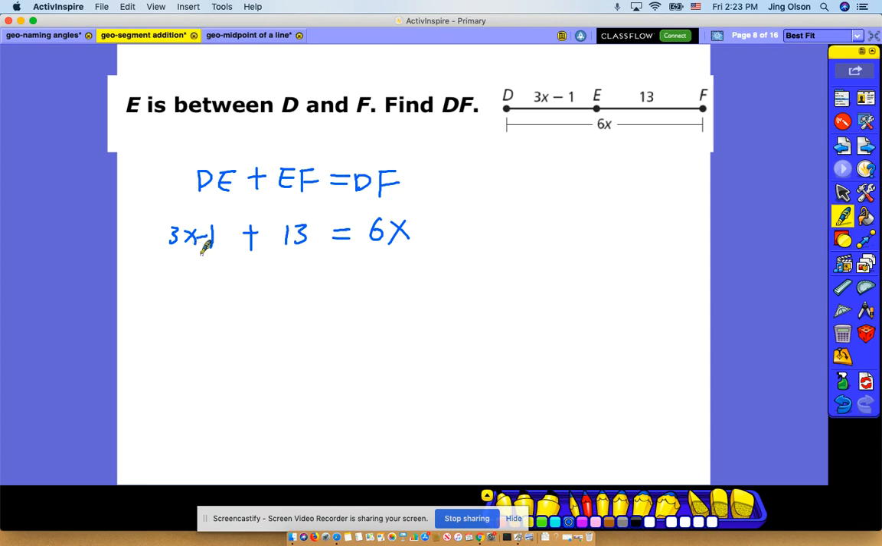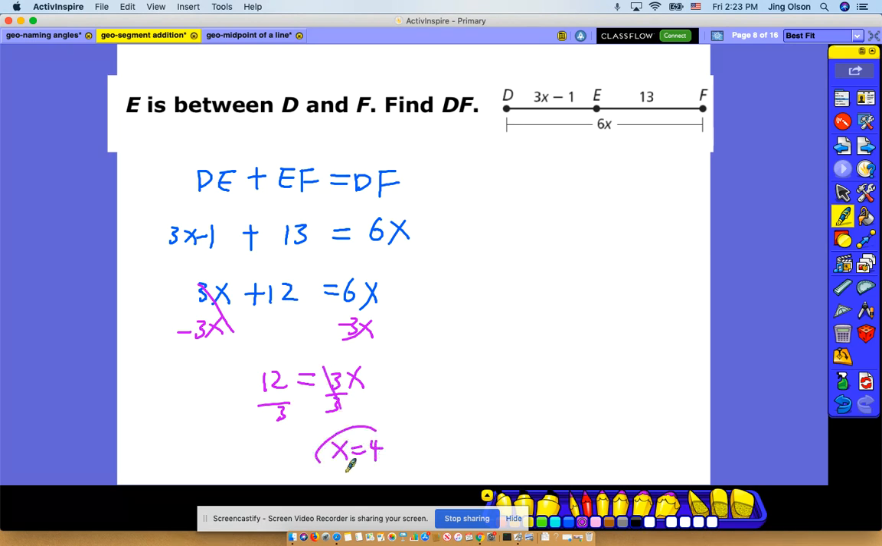Then you need to solve the equation. Negative 1 plus 13 is 12. This is equal to 6x. So I'm going to go ahead and subtract 3x. So 12 is equal to 3x, divided by 3. X is equal to 4. So x is equal to 4.